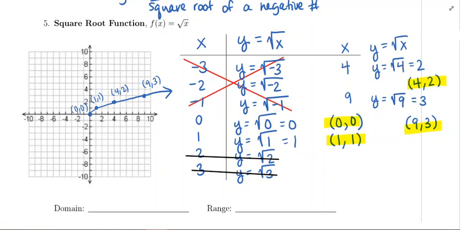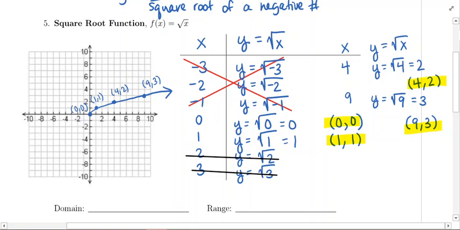Okay, domain. What are you allowed to plug in for x? Well, we know negative x values are doozies. We can't have a negative x value. We can't plug a negative number into the square root function. You can't have a negative underneath the square root. So x can't be negative. As far as domain, you can't plug in negative numbers. 0 worked and positive numbers worked. So that's kind of the idea here from the table. You can plug in x equals 0 or anything positive.